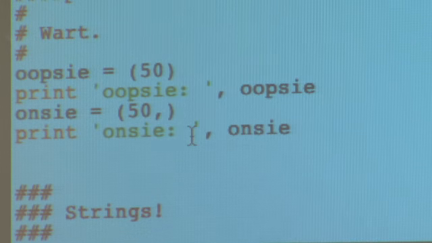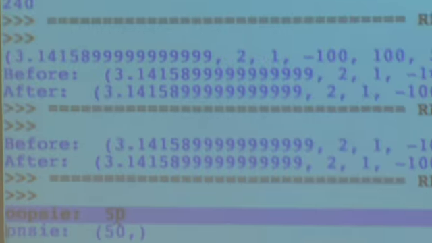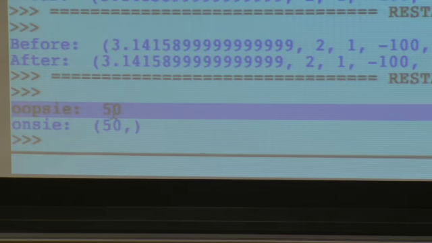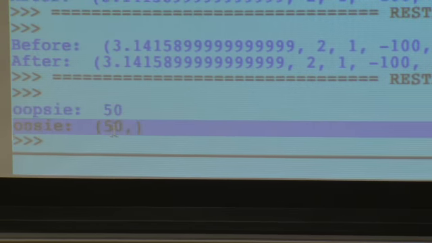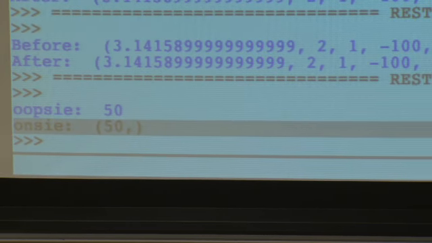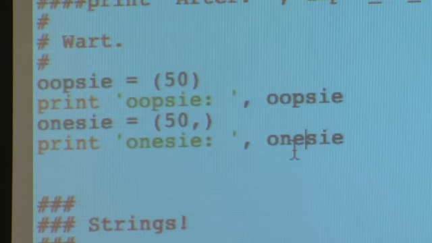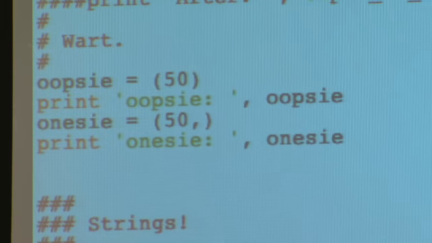All right, so if we run this and look at what it prints out, you see that oopsie has the integer 50, which is not what we want. We want what's in onesie. Anyone confused by that? Okay. We're zooming along here.